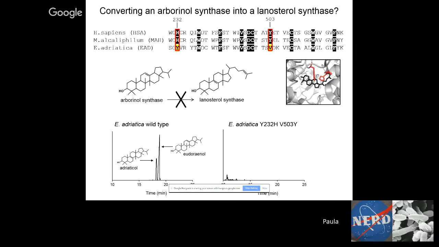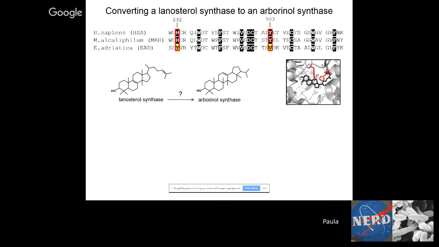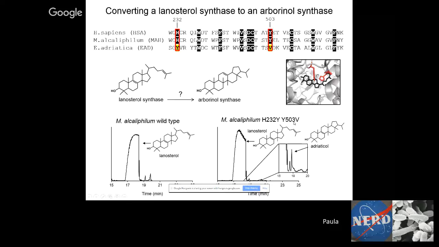And so we thought, okay, well, let's try it the other way around. Can we take a sterol synthase and change these to what we see in Eudorea and convert it to make the pentacyclic molecule? And when we do this, we actually start to see a little bit of the molecule being produced. So here's the wild type. In E. coli, it makes a ton of lanosterol. It's going crazy. It still makes a lot of lanosterol when we make these substitutions, but then you start to see a small amount of one of these molecules, which we call adriatical.